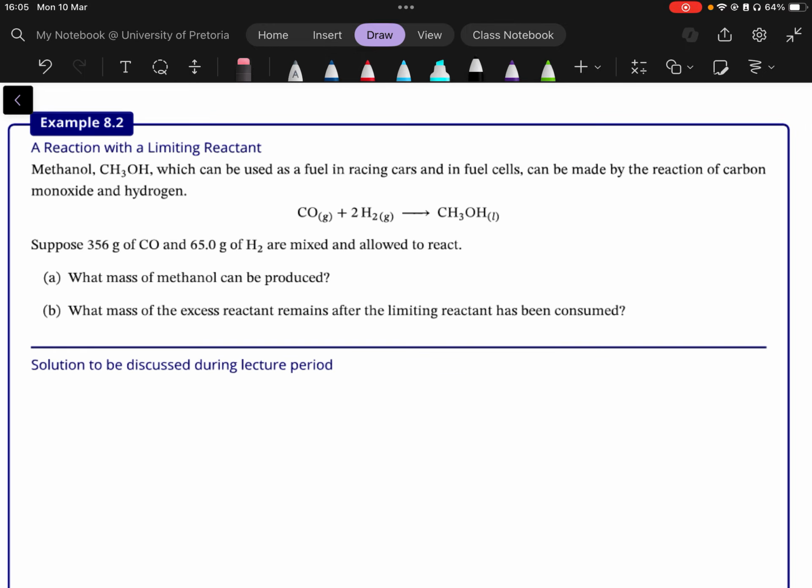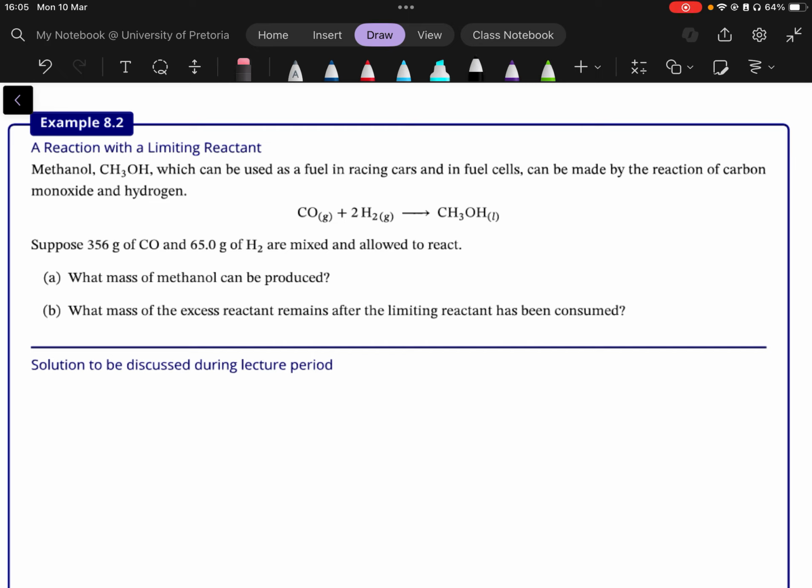All right, so in the hope that this video doesn't become too long, let's look at our example. So it says, methanol, which can be used as a fuel in racing cars and in fuel cells, can be made by the reaction of carbon monoxide and hydrogen, so CO plus H2. And there's some balancing here, gives that.